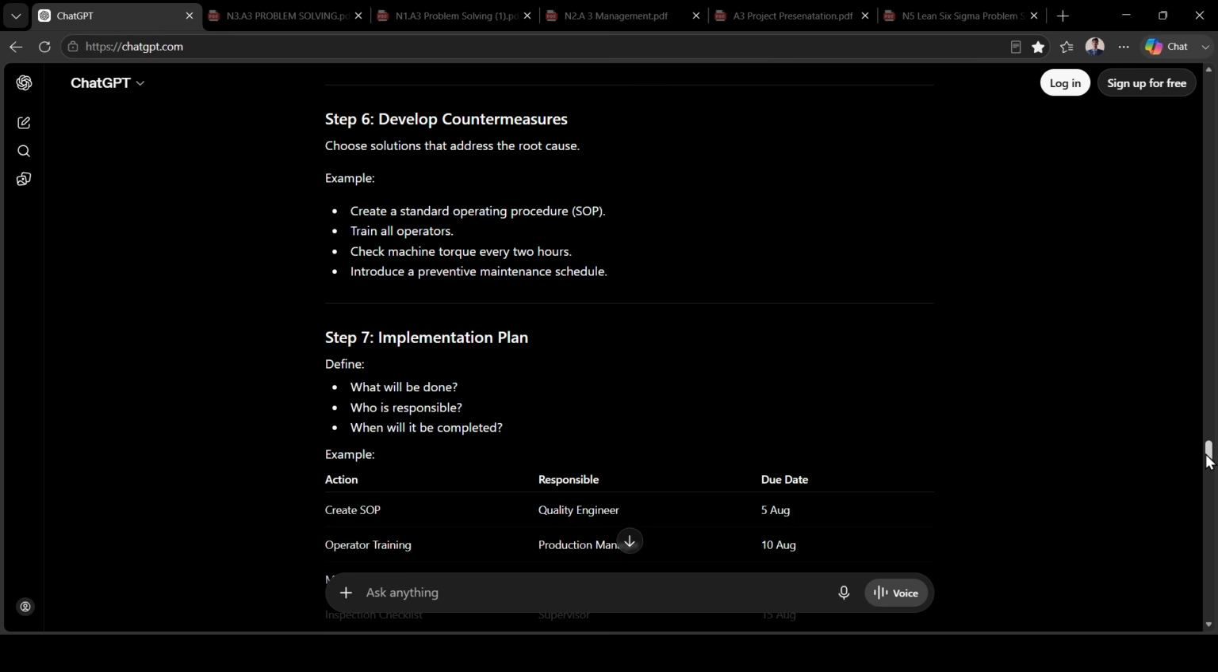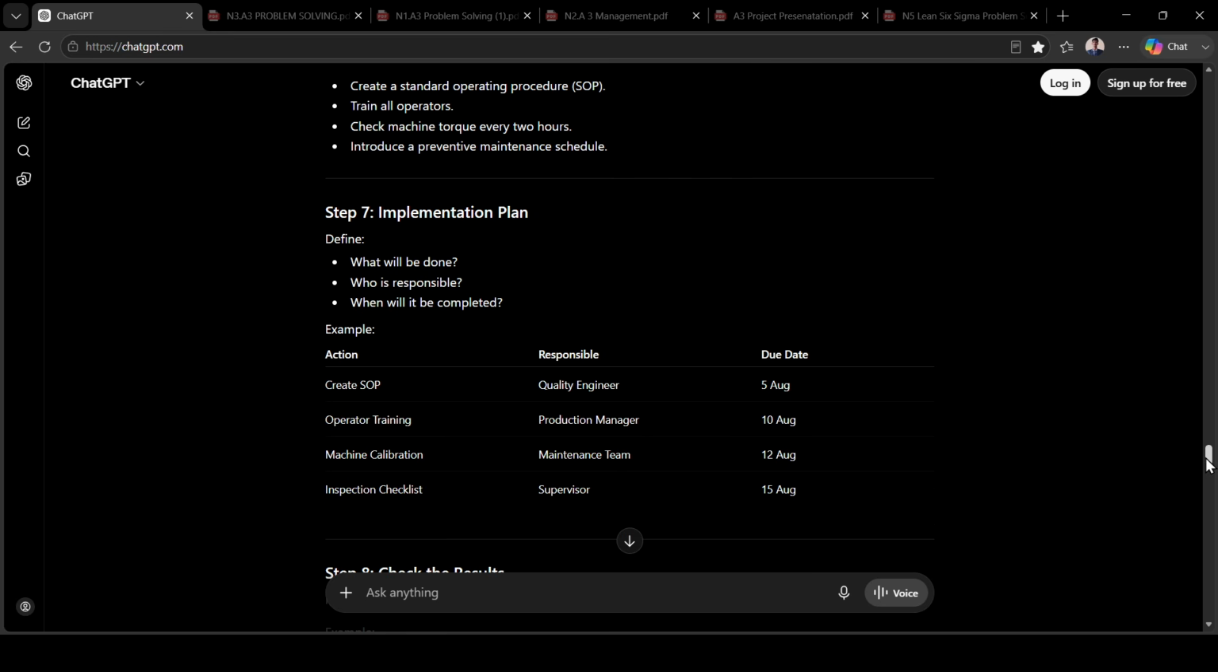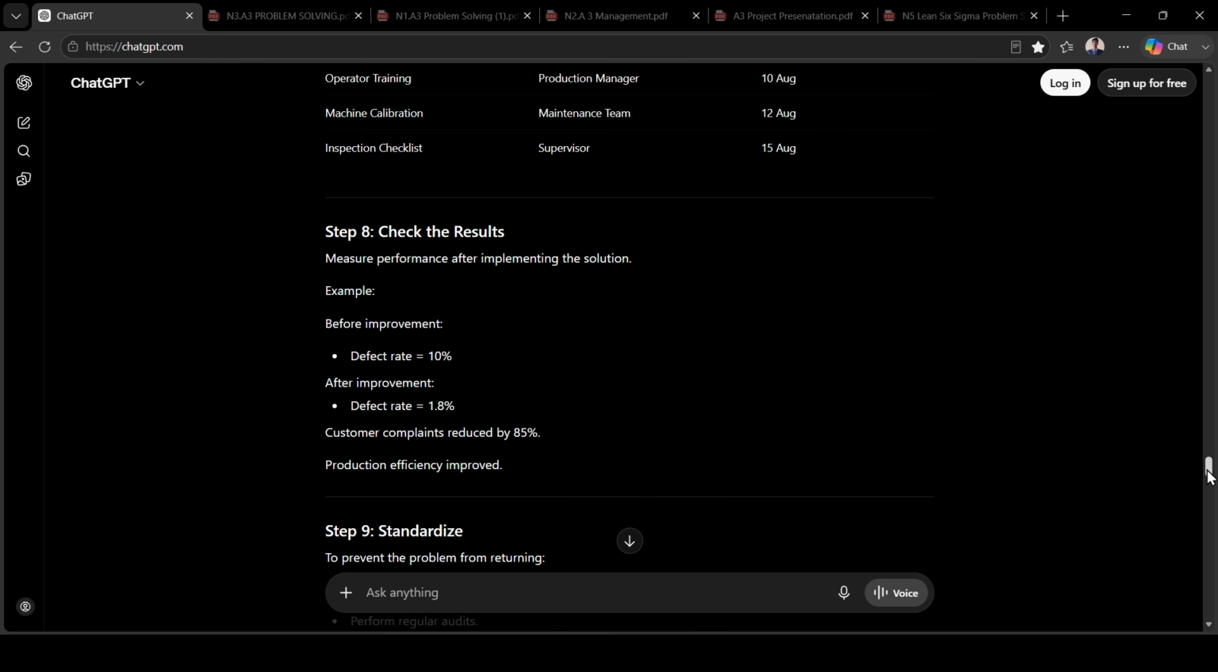Define what will be done, who is responsible, and when it will be completed. Example: action, responsible, due date. Create SOP, quality engineer, 5th August. Operator training, production manager, 10 August. Machine calibration, maintenance team, 12 August. Inspection checklist, supervisor, 15 August. So all dates are fixed.